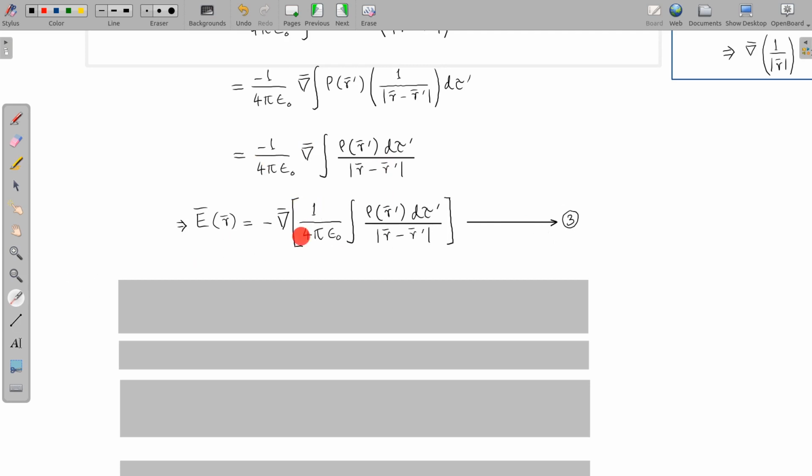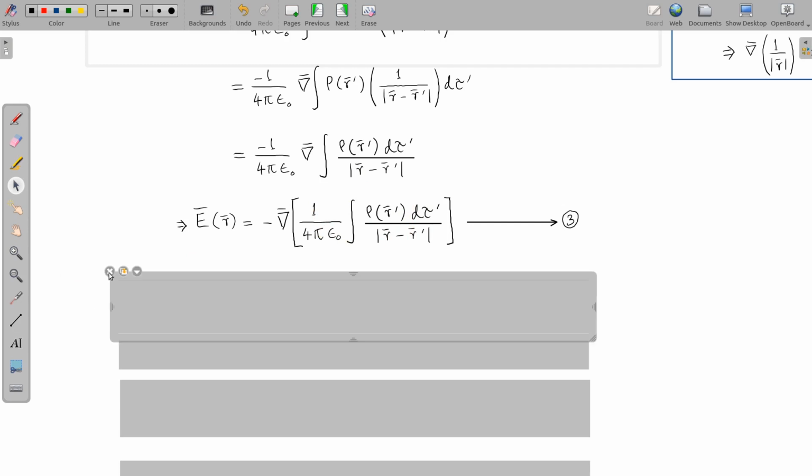Now if you look at the quantity inside the brackets, this quantity is a scalar quantity. This is a constant, rho is a scalar, this is a volume, and you are taking the volume integration of rho by r minus r prime. This is also a scalar. So you are taking the volume integral of a scalar quantity, which is going to give us a scalar field. What we have inside the bracket is basically a scalar field.